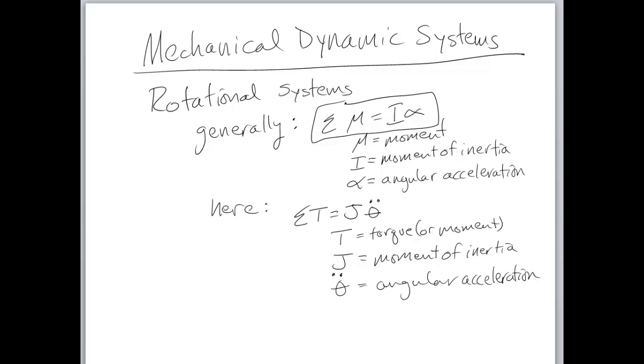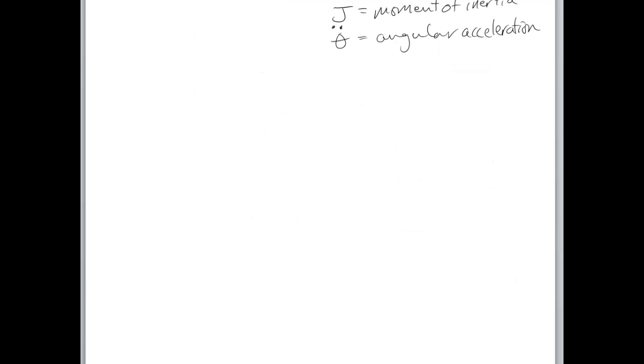So we will have the sum of T equals J times theta double dot, but essentially it's the same equation. In this case, T is a torque, or the moment, J is a moment of inertia, and theta double dot is an angular acceleration. Before we get into solving some problems, I want to remind you of a few of the background pieces of information you'll need to know for modeling and analyzing rotational dynamic systems. One of them is the parallel axis theorem.